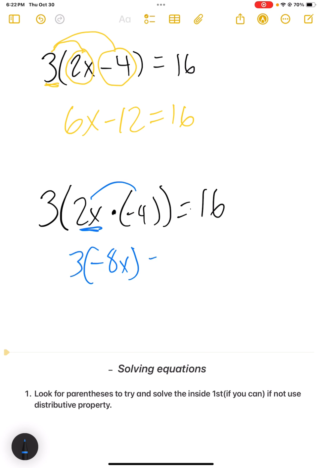3 on the outside is equal to 16. So then now you would distribute the 3, right? So then that would be negative 24x is equal to 16. Okay? And those are 2 examples of what you will probably mostly see with parentheses or with step 1.